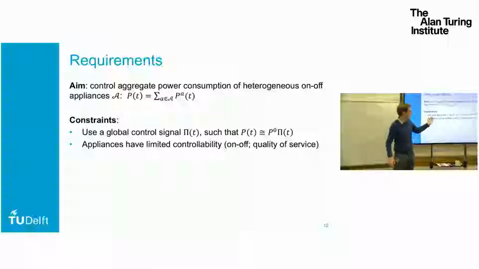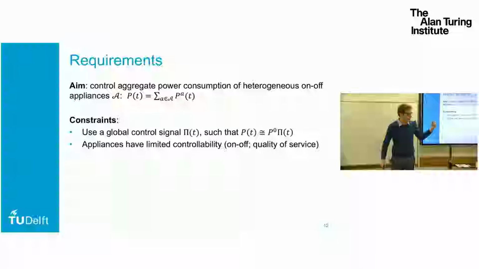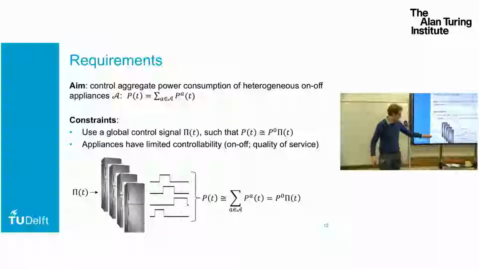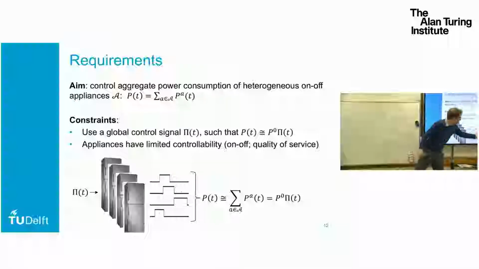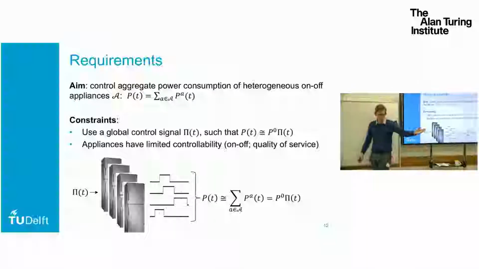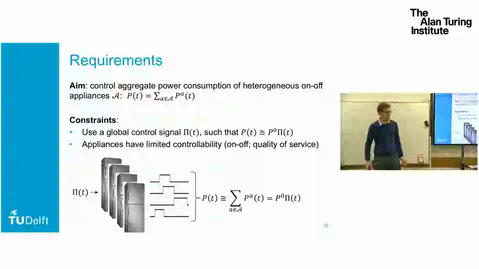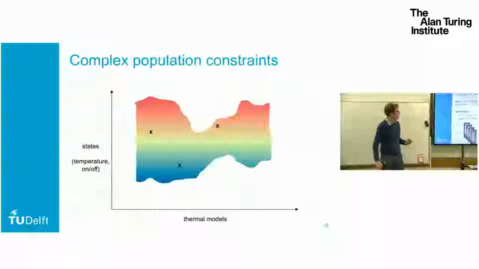That's a simple thing once you have the controller in the back end. We keep in mind that appliances have limited controllability. They are on-off appliances in this case, and they have strict temperature constraints, so there are limits to what you can do. So this is the picture: we have this signal pi, we send it into a bunch of fridges, and they are on and off in various ways, such that the sum of the power consumption is proportional to this control signal pi. That's the aim.